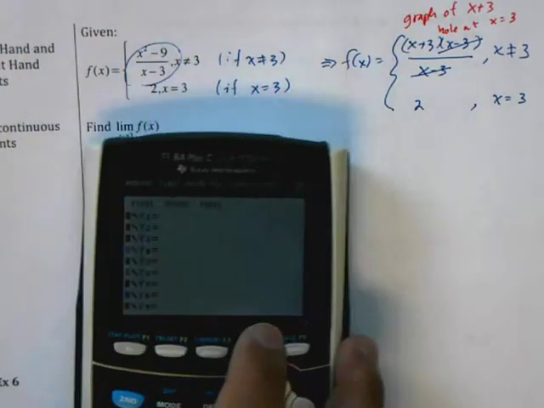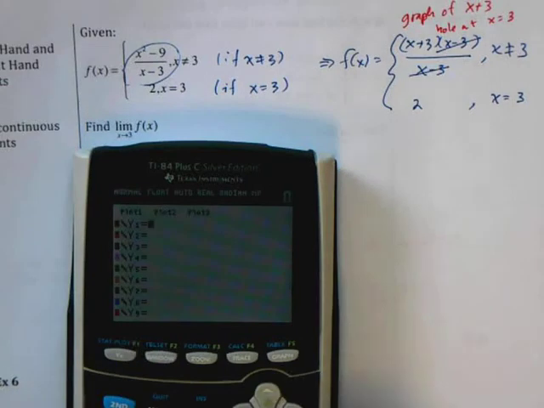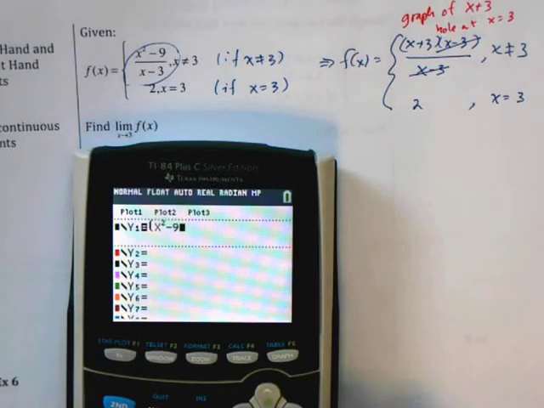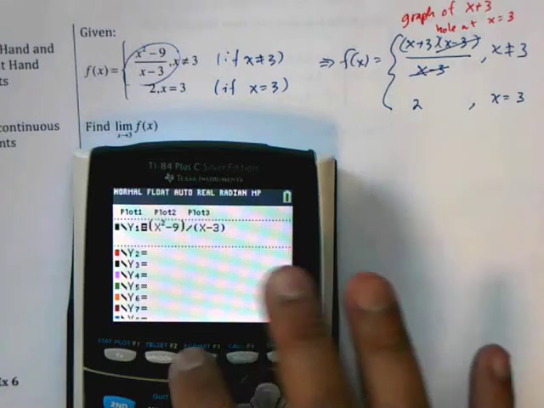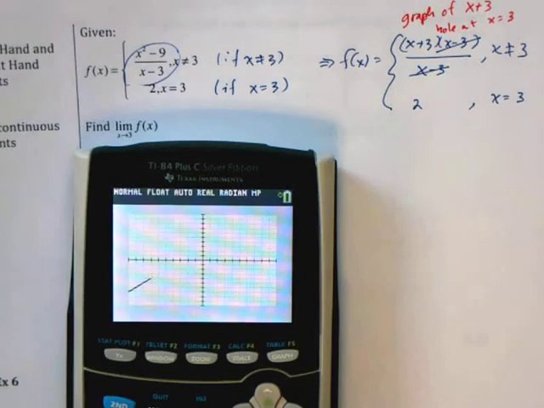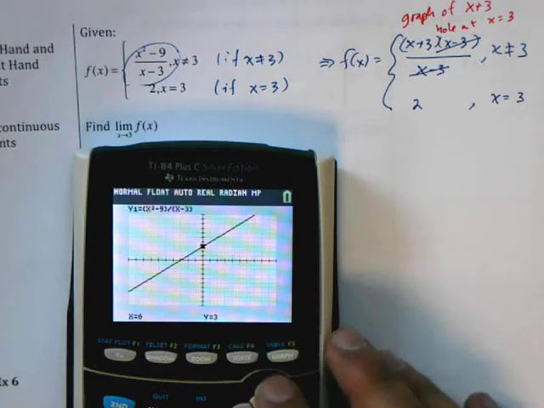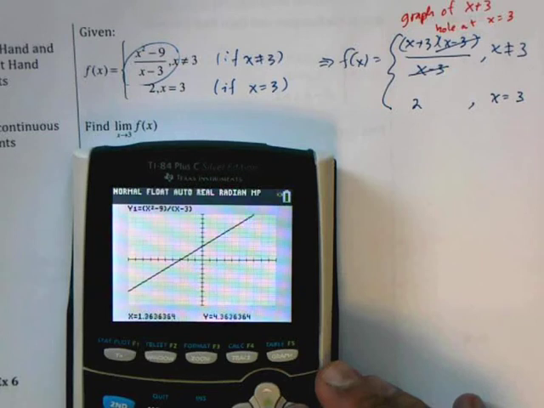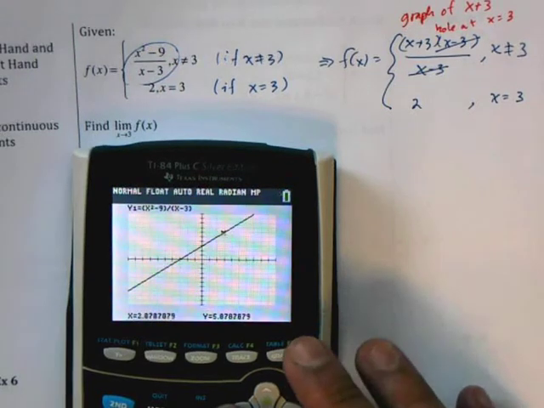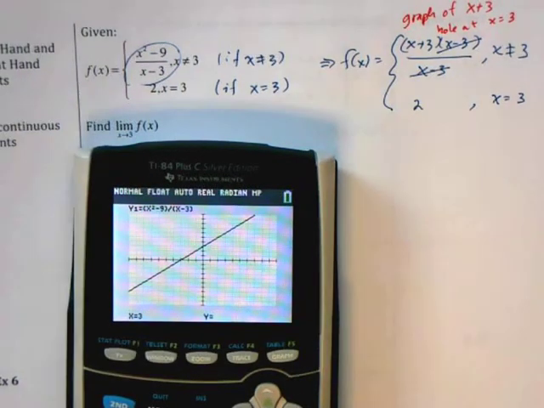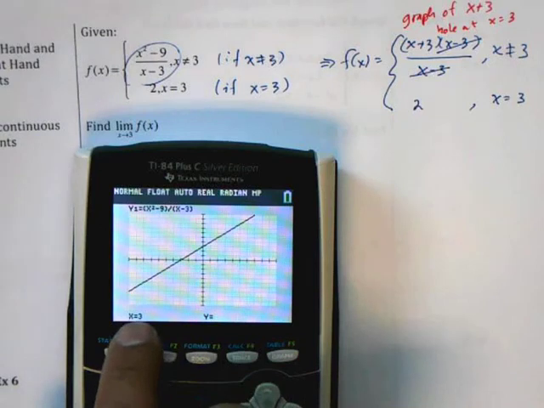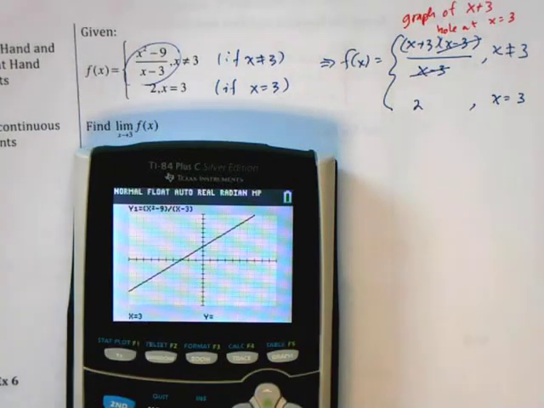So let me just show you what I mean. If I were to graph the original equation, (x squared minus 9) divided by (x minus 3), let's use my standard window here. You can see that this graph it's drawing looks very much just like a line. And in fact, it's defined at all these different places. Okay? However, if I type in 3 for x, you can see that y is undefined because there's a hole there.